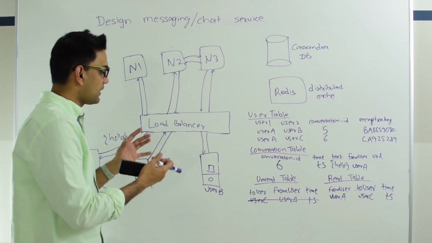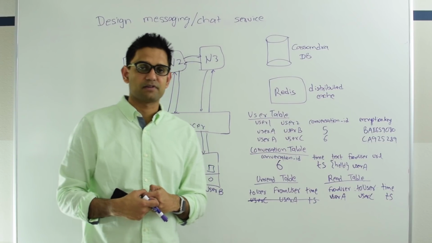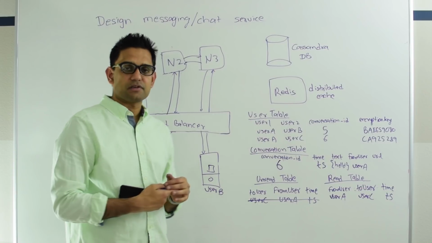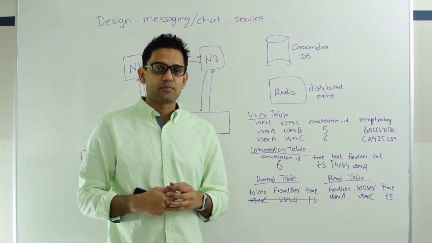So this is my basic architecture for how a basic chat service could be designed. Obviously, there are a lot of race conditions here, but I think this is a good initial design on which you can build and add more features.